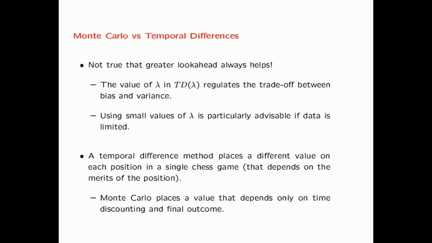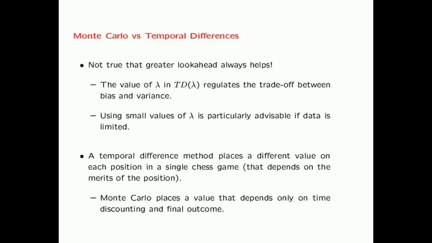Now, what is the difference between Monte Carlo and temporal differences? This lambda, in a sense, regulates the trade-off between bias and variance. Using small values of lambda is advisable if you have a very small amount of data. But if you have lots of data, you can use larger values of lambda. You can get closer and closer to Monte Carlo simulation because it gives you a more unbiased result, but it has higher variance. So you need more data in order to implement those.